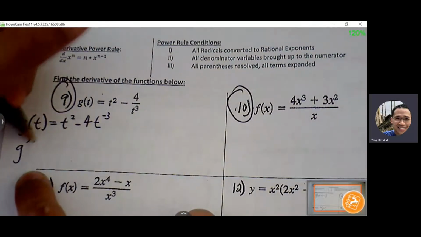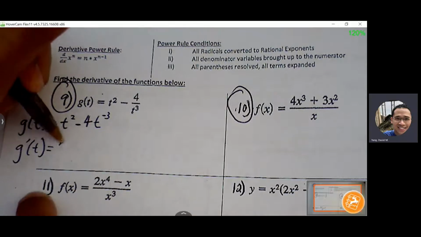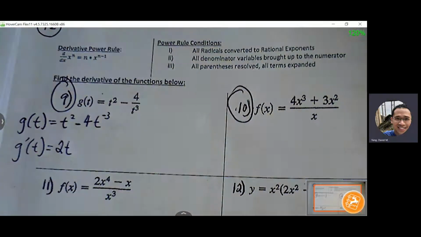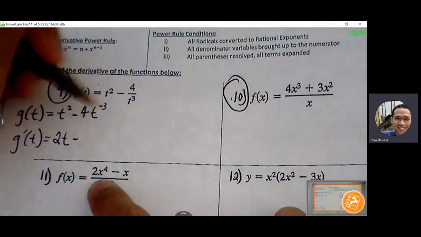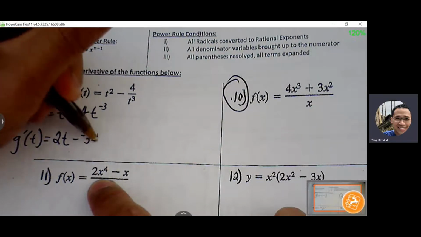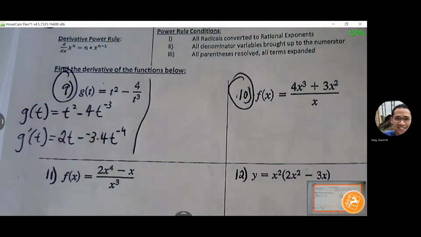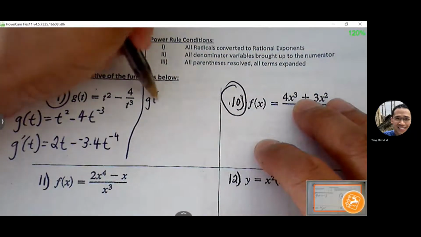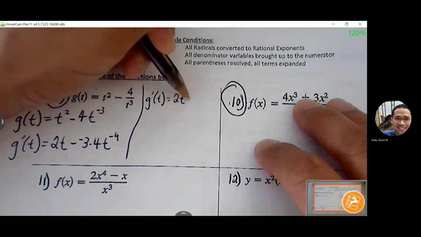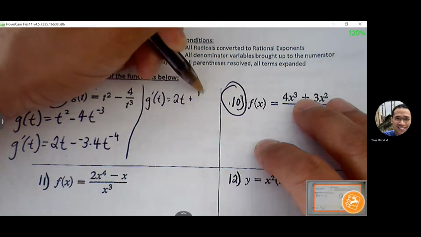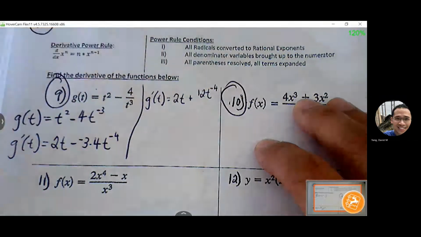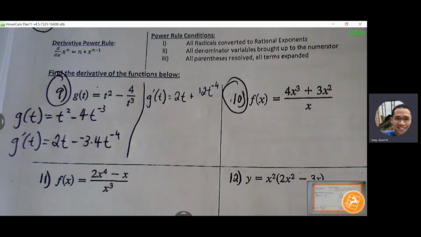So derivative, g prime. t squared becomes 2t, right? We bring the 2 down, subtract 1 from the exponent. Minus. Bring down the -3, and then subtract 1 from the exponent. Okay, so there's our derivative. We just have to do a little bit of a cleanup. Two negatives become positive.